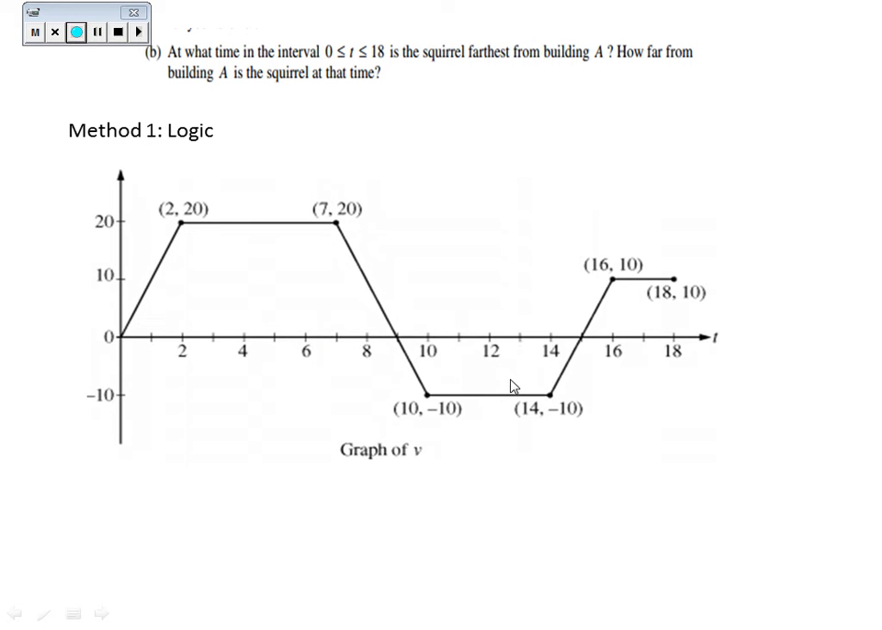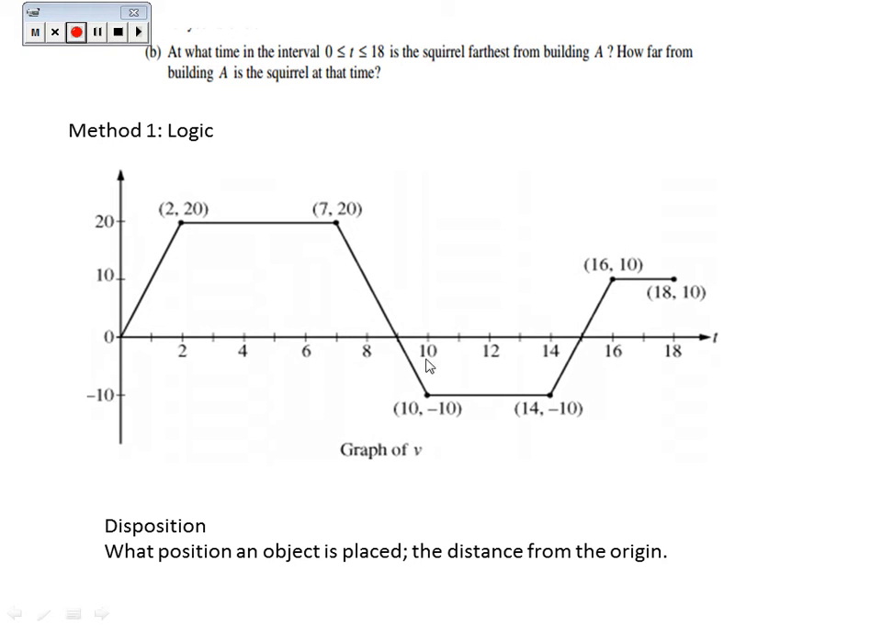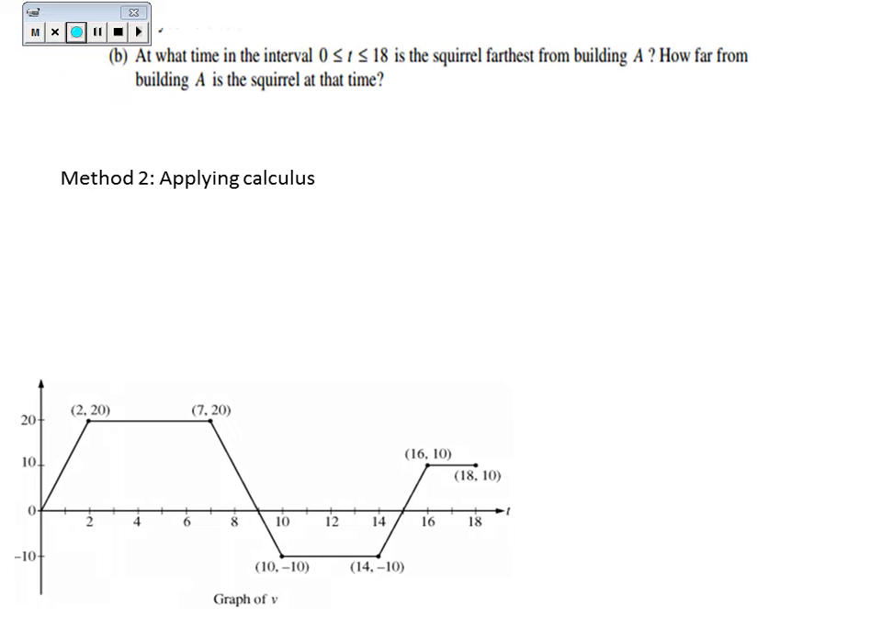Also, we know it's not in this interval over here because this trapezoid is a negative trapezoid, and that means the squirrel is moving back towards the building A, so it is not farthest from the building at that time. And as we can see here, this trapezoid does not recover the amount of distance that is lost by this interval. So we know that this trapezoid is the farthest distance, and it ends at t equals 9. And we know this because of position or displacement, which is where an object is placed, or the distance from the origin.